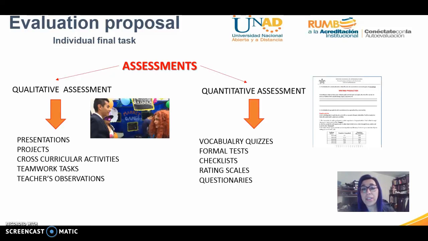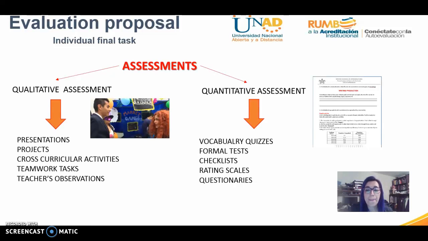In the case of quantitative assessments, usually I work with specific forms like vocabulary quizzes, which are numerical scores, and formal tests, which could be multiple choice to understand concepts or terms. We have some checklists according to presentations. Also, we have rating scales, or questionnaires, which are very useful in this case to check the understanding of students.